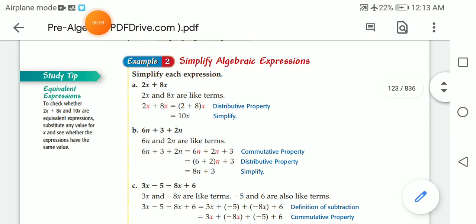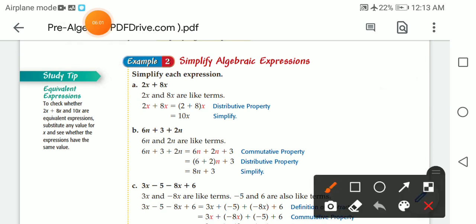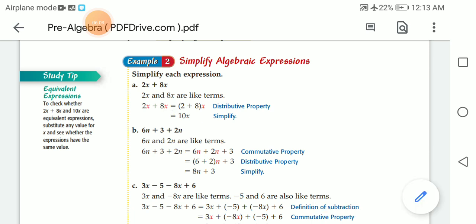So, how to simplify algebraic expressions? 2x plus 8x, we have the same, yes, they are like terms. 2 plus 8 gives me 10x. Okay, what's done here? I will tell you. 2x plus 8x are like terms.